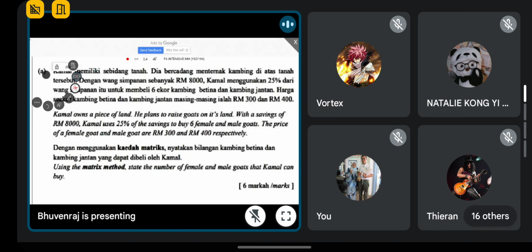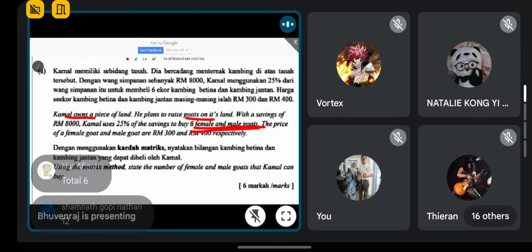Okay, so this one, we talk about Kamal now. They say Kamal owns a land. He wants to raise goats. Okay, so his son. This part guys, this part is a bit tricky. Kalau kamu baca secara pantas, if you read very quickly, how many goats are here guys? Can you tell me, in total, how many goats? If you read very quickly, you can get it wrong because of the language. Bahasa dia, for the English part, very confusing.